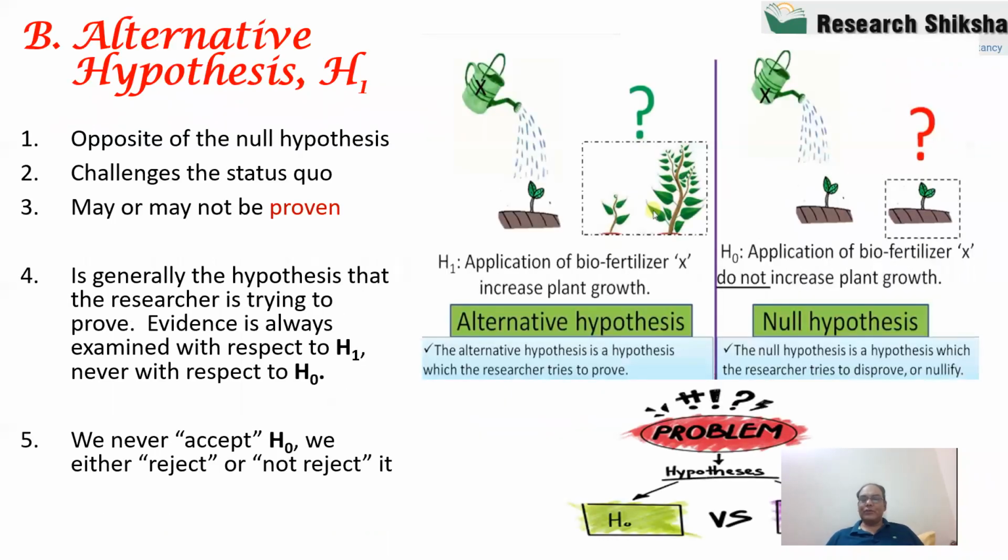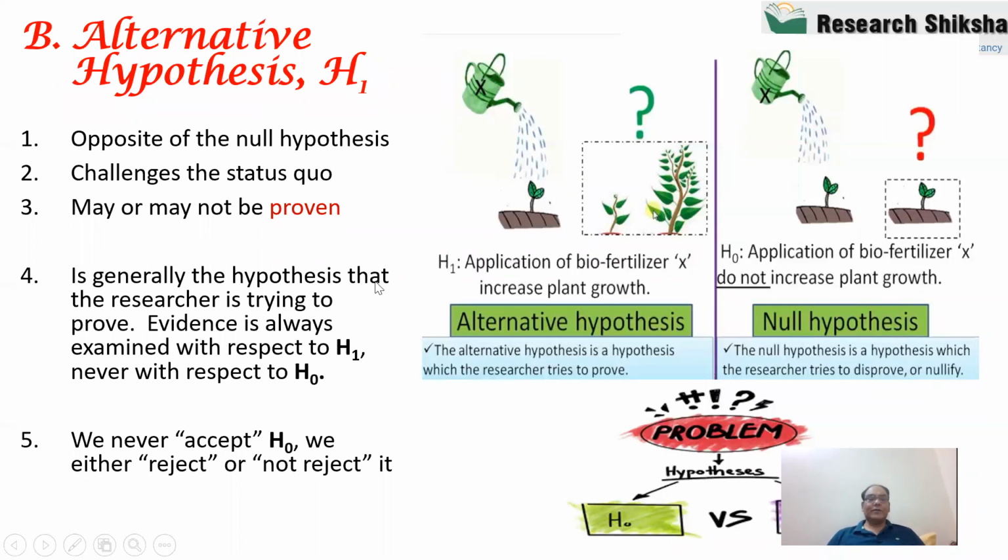The opposite of the null hypothesis is known as the alternate hypothesis. In the alternate hypothesis, we are challenging the status quo. We are challenging the neutral status, and we are saying that the status is not neutral. We want to prove it, right? We want to prove that there is a significant difference, a significant relationship, a significant impact. So in the alternate hypothesis, we want to prove the significant result, and it may or may not be proven, but we try to prove it.